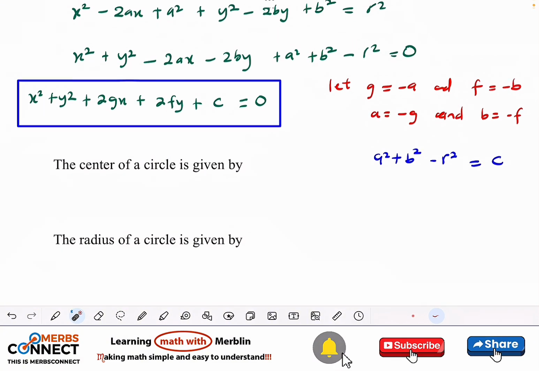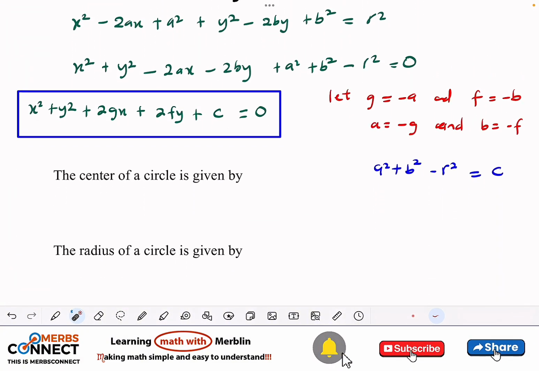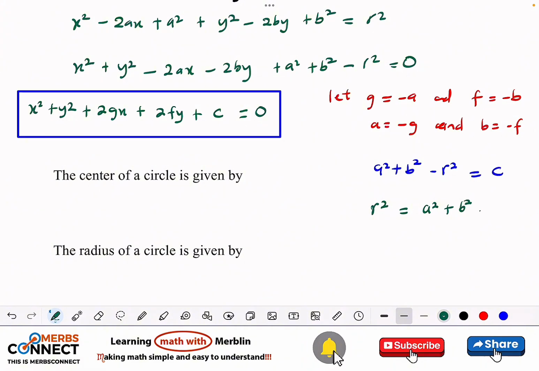I will just write them again, but I just wanted to put them there for us to see. Then what will be the radius here? So here, let's look at the radius. Since I have minus r here, I'll move it this way, and then I move the c also this way. So I'm going to have r squared equal to a squared plus b squared minus c.